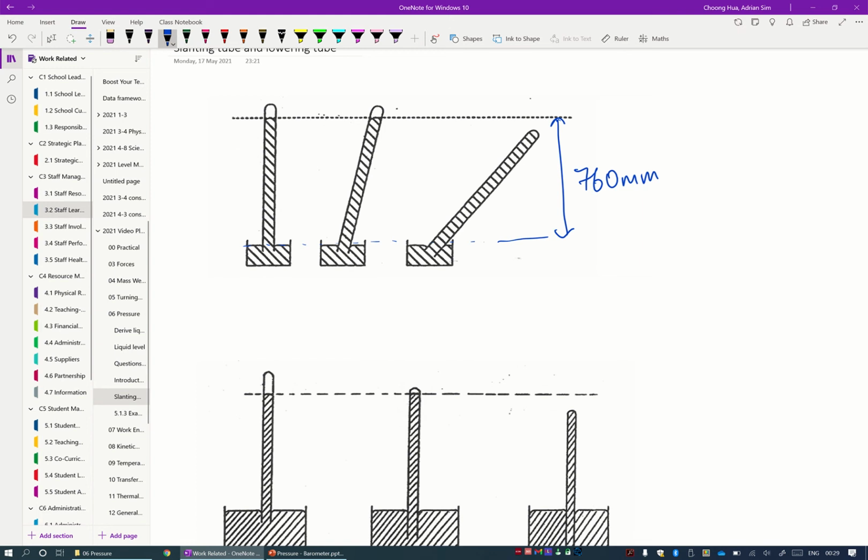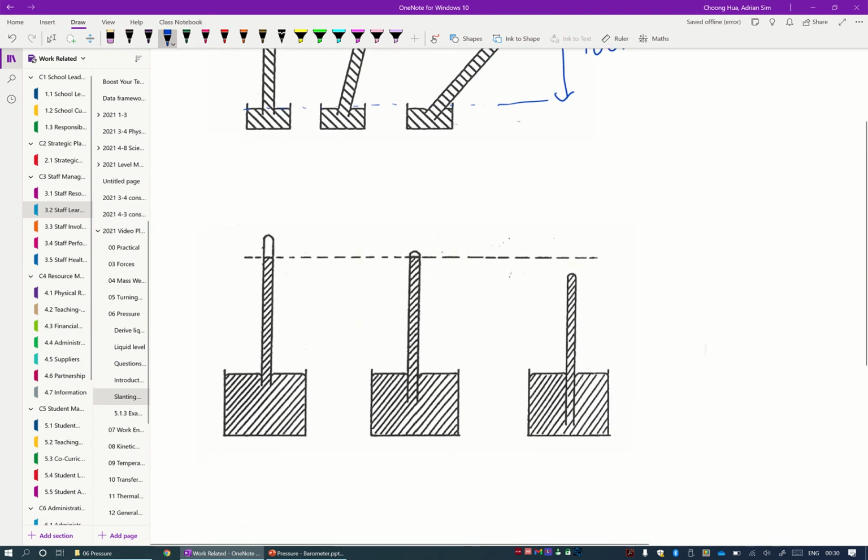So what happens if you slant the test tube until the vertical height becomes less than 760 mm? You realize that there's no more vacuum, and hence the atmospheric pressure cannot be determined. So you got to raise the test tube until it's more than 760 mm. Then once you see a vacuum, once you see this vacuum, you will be able to determine the atmospheric pressure.